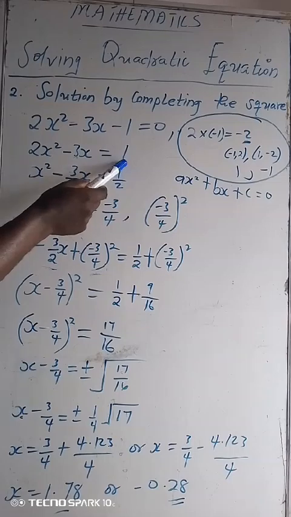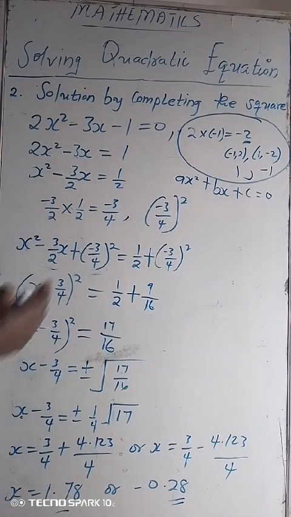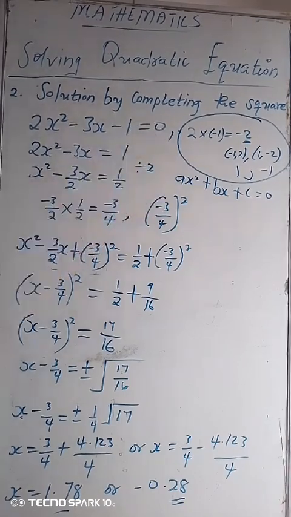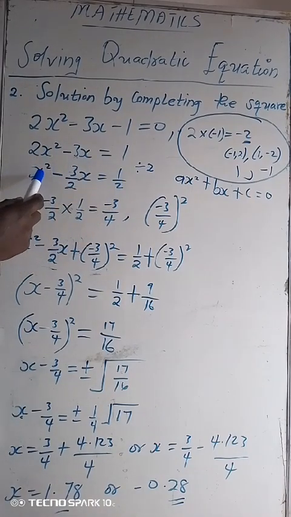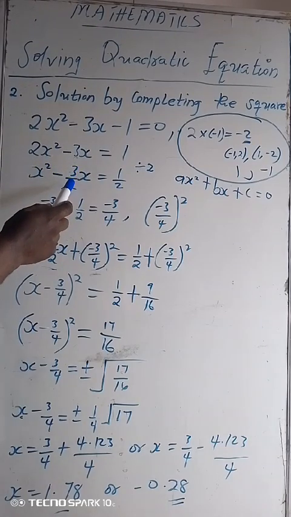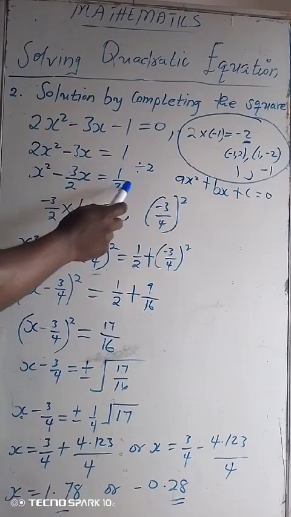And then this side is 1, which is also divided by 2, meaning that we have divided both sides by 2. So after dividing both sides by 2, we now have x squared minus 3x divided by 2 equals 1 out of 2.